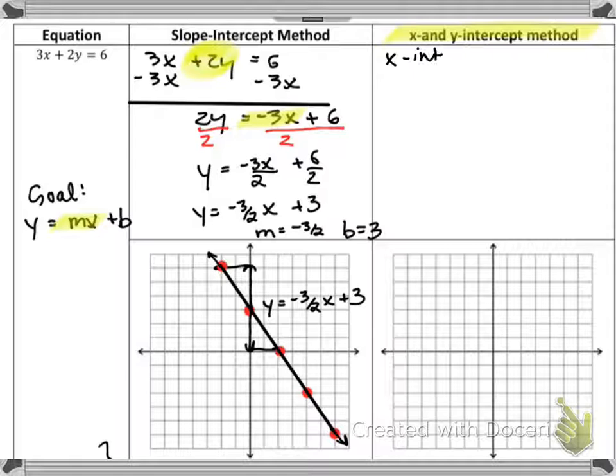The different way that we're going to do it is we're going to find the x-intercept, which involves setting y equal to 0 and solving for x. And then we're going to find the y-intercept, which involves setting x equal to 0 and solving for y. If you'd like more information about that, please watch a previous video where I explain in depth how to find the x and y intercepts.